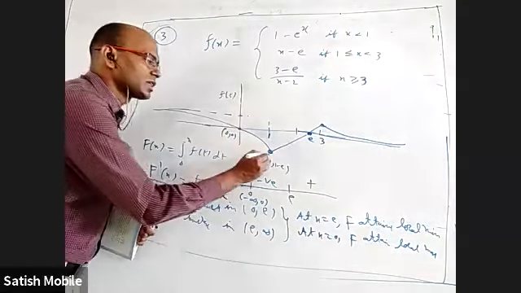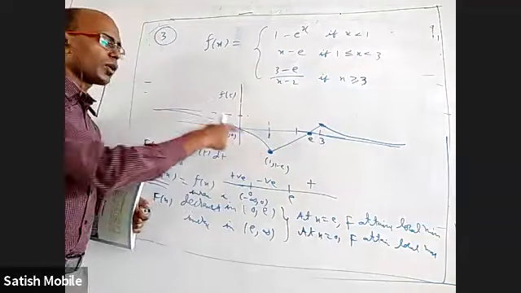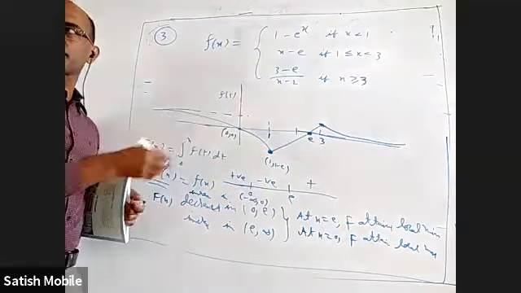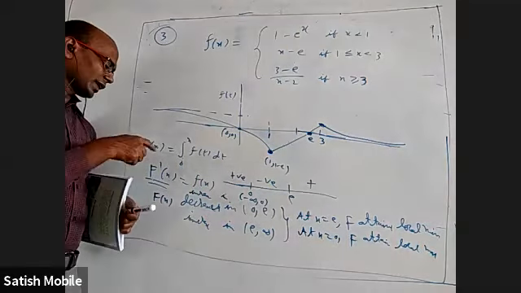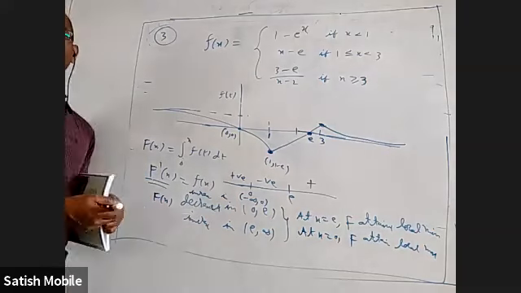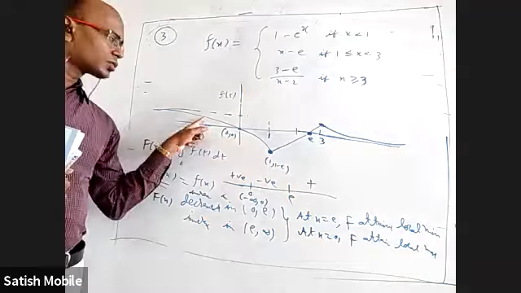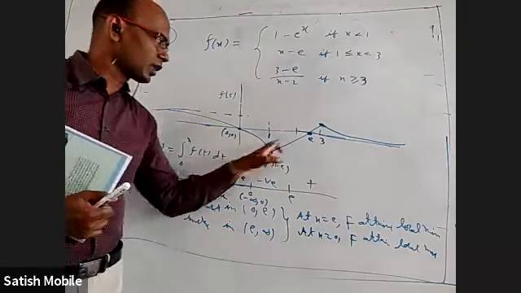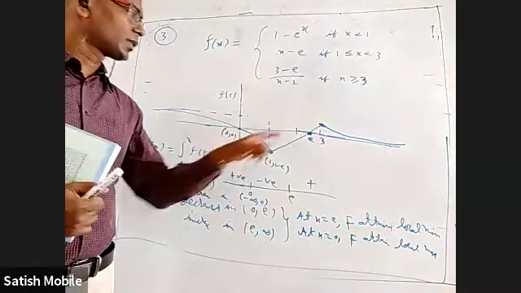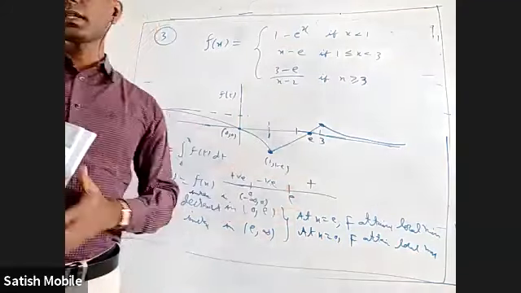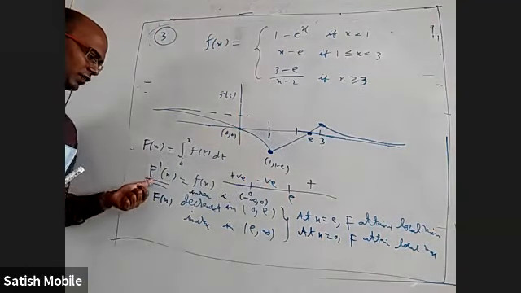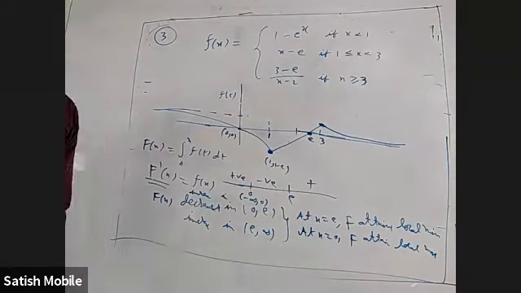You should not worry about this local minimum and this local maximum. This is small f's local minimum and small f's local maximum. You are talking about capital F's local minimum and local maximum. Here small f is positive, so capital F is increasing. Here small f is negative, so capital F is decreasing. Here small f is positive, so capital F is increasing, because capital F's derivative is small f.